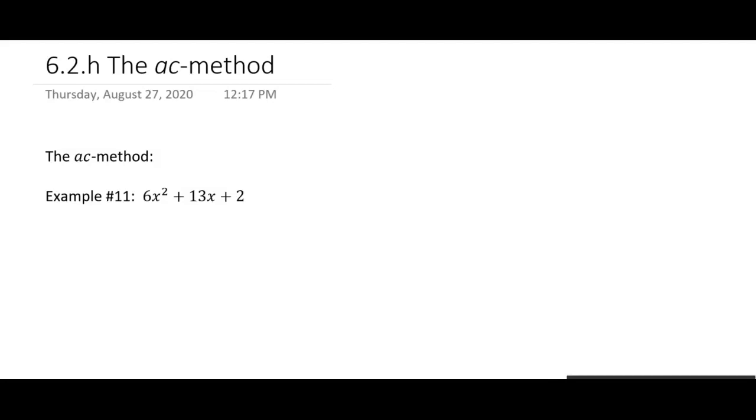Okay, so you might say, well, why is it called that? So this is for polynomials of second degree that are in this form: ax squared plus bx plus c. So we have a leading coefficient that's not 1. And the AC comes from, we're going to take a times c. Okay? So that's what we're going to do.